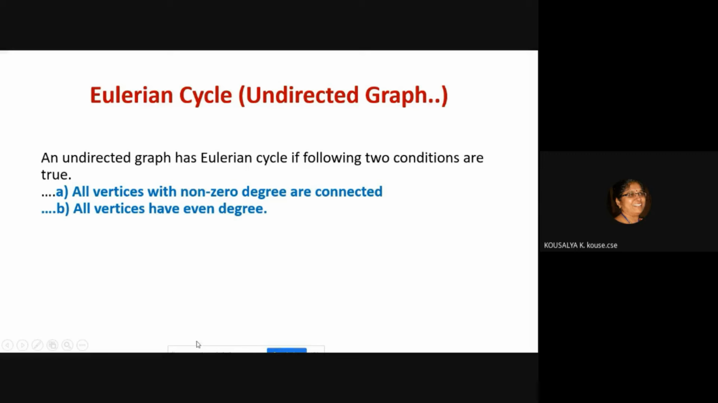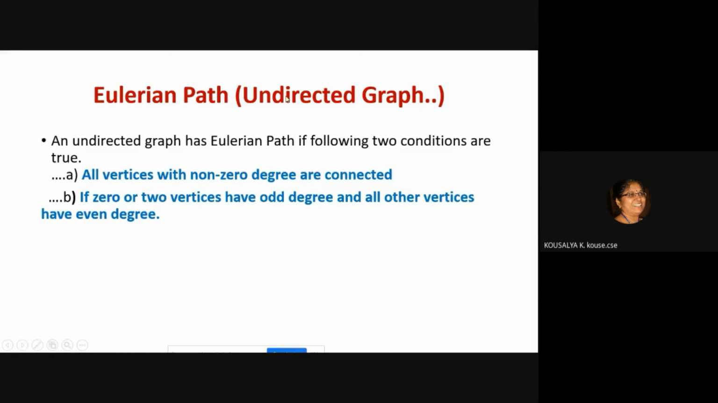Is it clear? In an undirected graph, you have to check two things. First, identify the degree of each and every vertex. How many edges are connected to a vertex is called its degree. All the vertices with non-zero degree must be connected. Then all vertices must have even degree. So you check each and every vertex. If any vertex has an odd degree, you can easily say that it is not an Euler cycle.